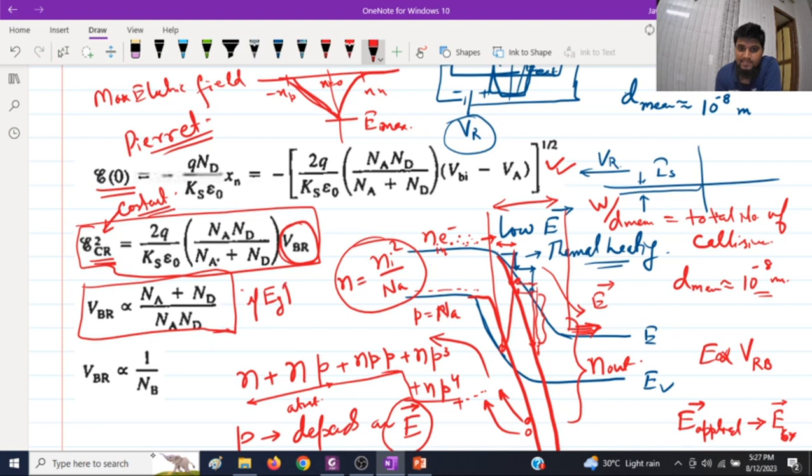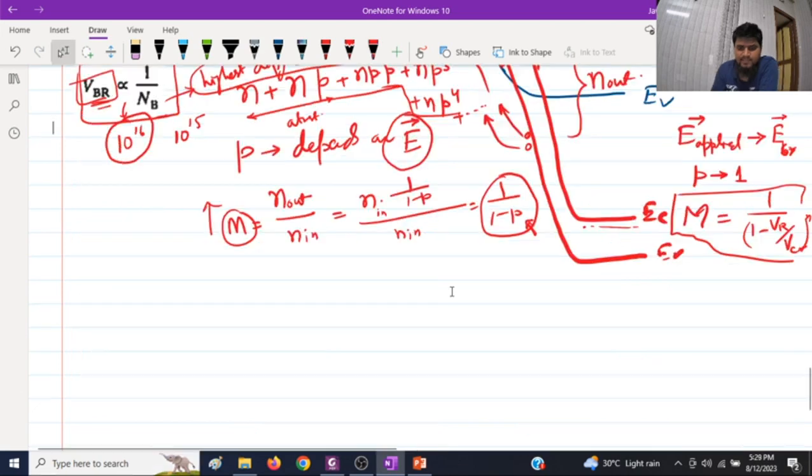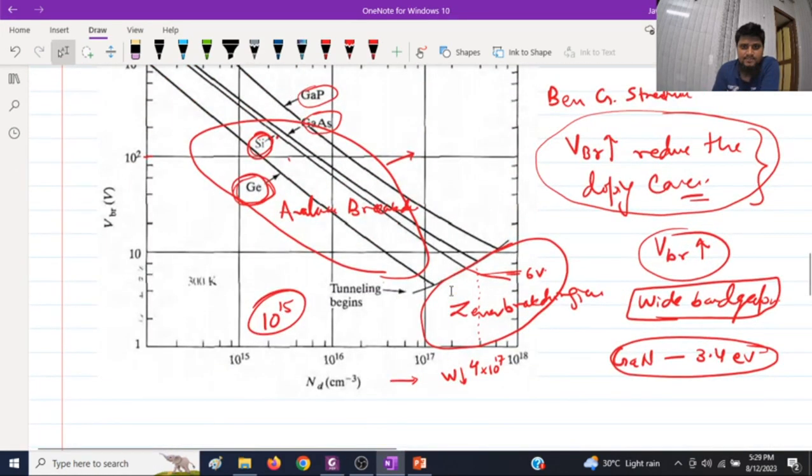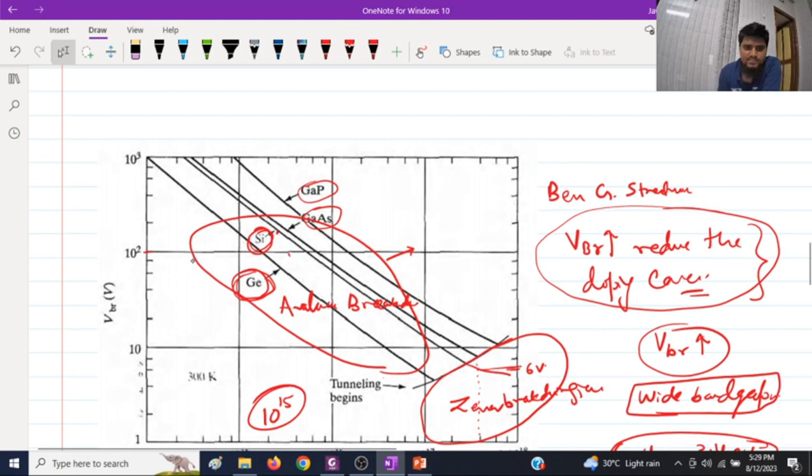Of course, if Eg, the band gap, is high, generally this critical electric field to break the bonds is high, and hence VBR is also increased. That is how we get high breakdown voltage materials. So you can see that the breakdown voltage is proportional to 1 by N. Apart from that, you should understand this graph also, where the breakdown voltage is proportional to 1 by NB. You can see from this.